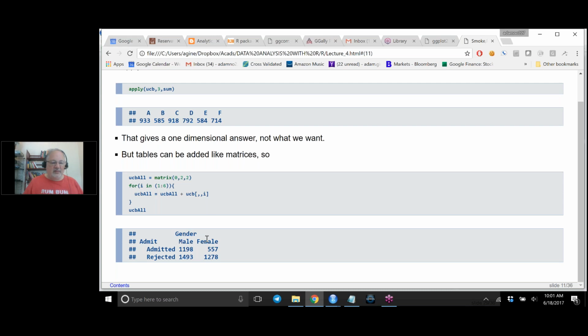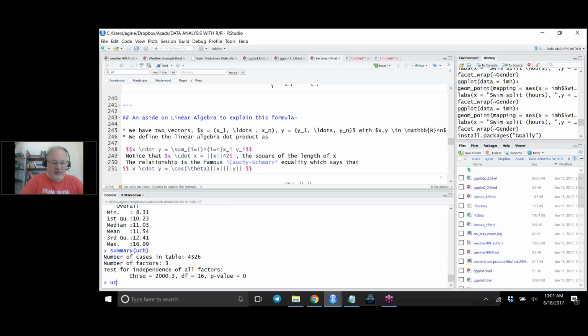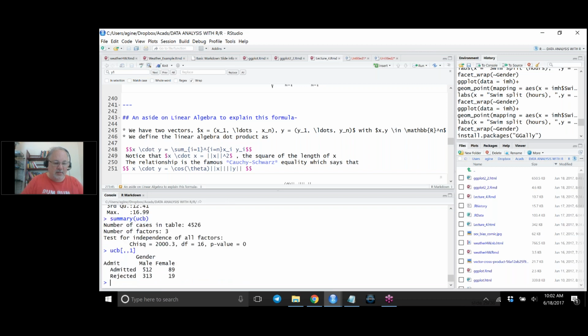You'll see that it's male and female, admitted, rejected. So what I've gotten here is I've created a table of men and women and whether they were accepted or rejected by UC Berkeley. The individual tables look like that by department. So for example, if I do UCB[,,1], I just get for Department A, the acceptance and rejection. So for Department A, we have this table.